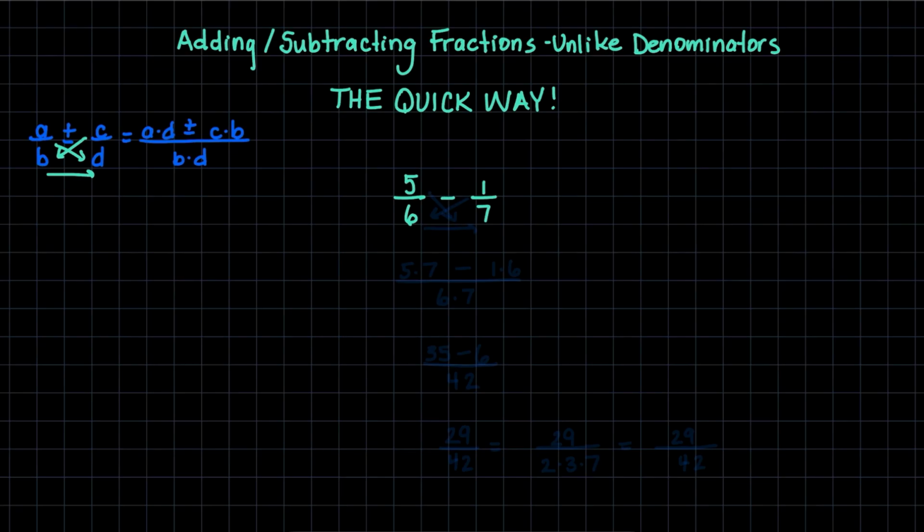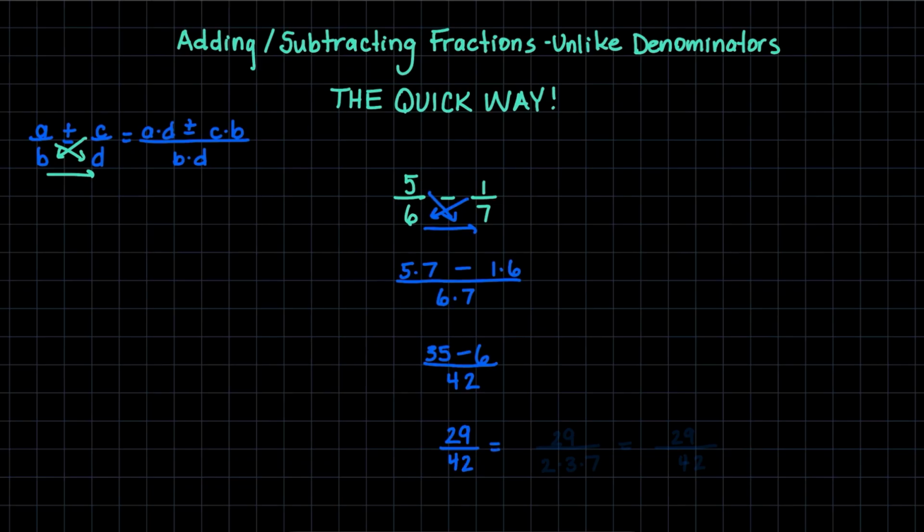5/6 minus 1/7. So we'll get started. Criss, 5 times 7. In this case, it's minus. Cross is 1 times 6. All over across is 6 times 7. So that's 35 minus 6 all over 42, which is 29 over 42.